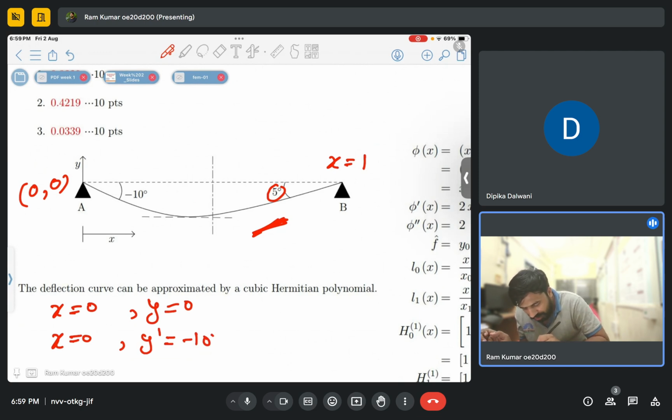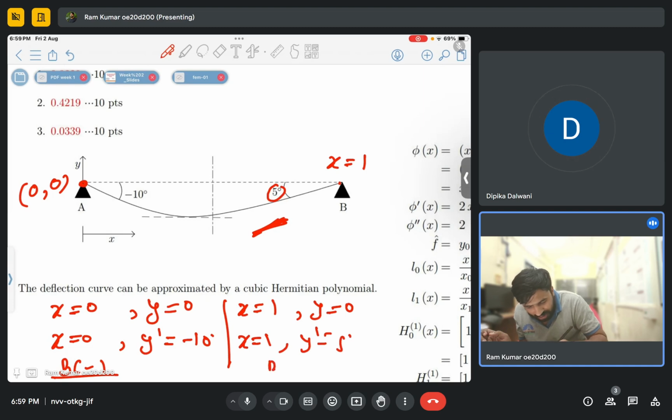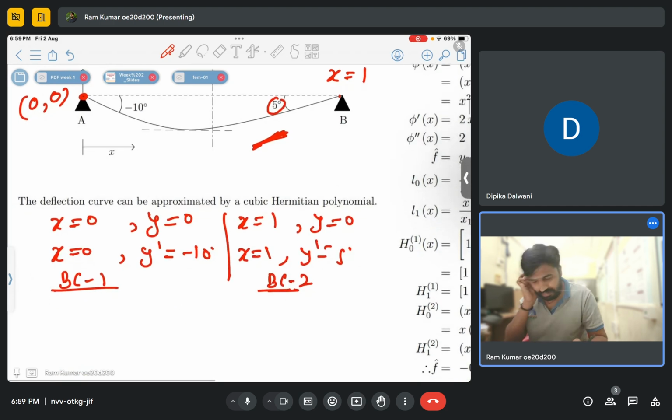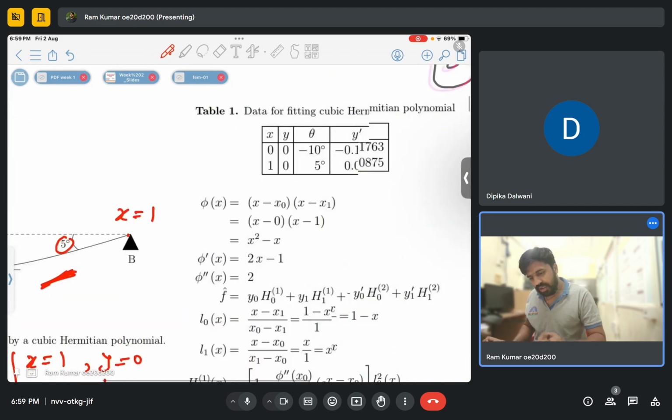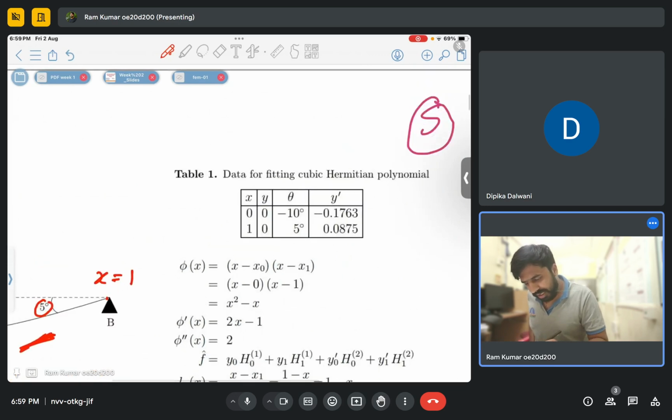This is our boundary condition 1, at node 1, if we say node 1 and node 2. At x equal to 1, again the deflection will be 0, and at x equal to 1 the rotation will be 5 degree. So these are the boundary conditions that we are going to use to solve the problem. At x equal to 0, y will be 0.